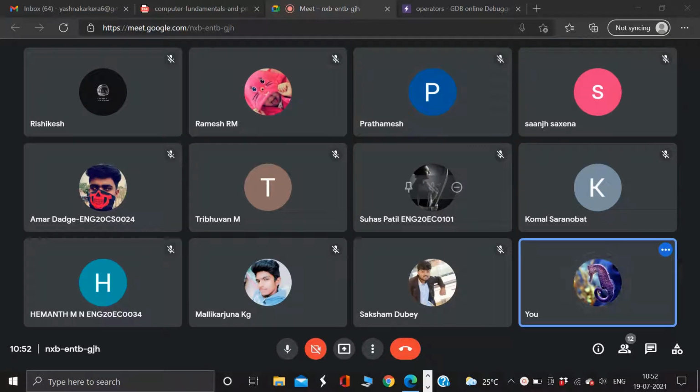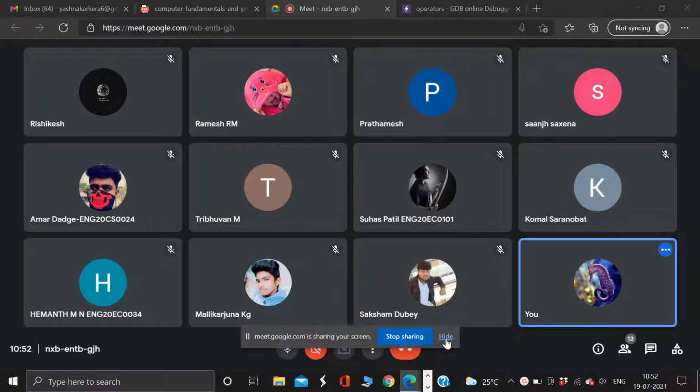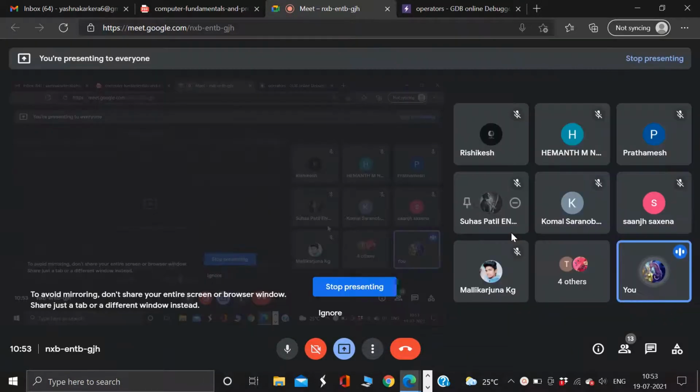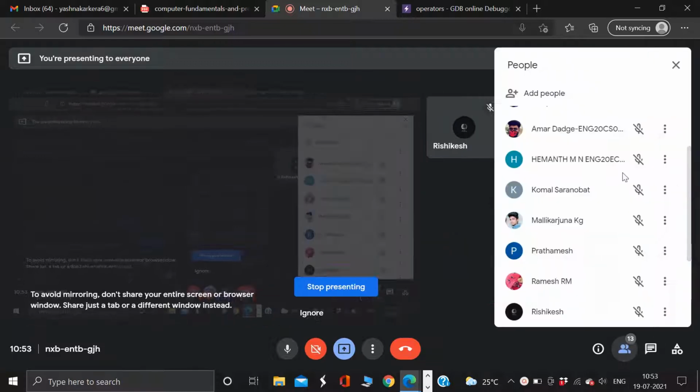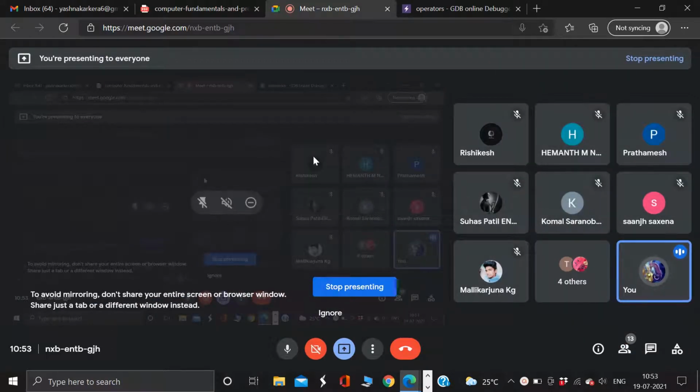Okay, so we shall start with operators today. I would just be revising it since one of the students asked me to revise operators so that the base is strong. Also, others who also can revise along with me. Okay, I'll be asking questions. All you guys have to answer in the chat box or unmute yourself and answer.